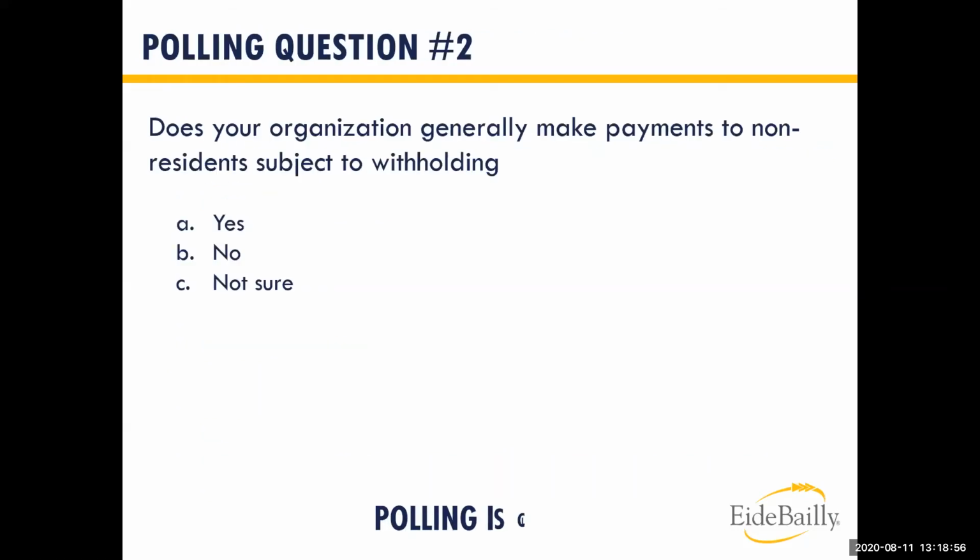And that brings us to polling question 2. All right, polling question number 2 is now open. And that is, does your organization generally make payments to non-residents subject to withholding? It looks like about a quarter of you do. So this will hopefully be helpful for you, and maybe for those that don't, something to be aware of, and you can always come back to it if you need.